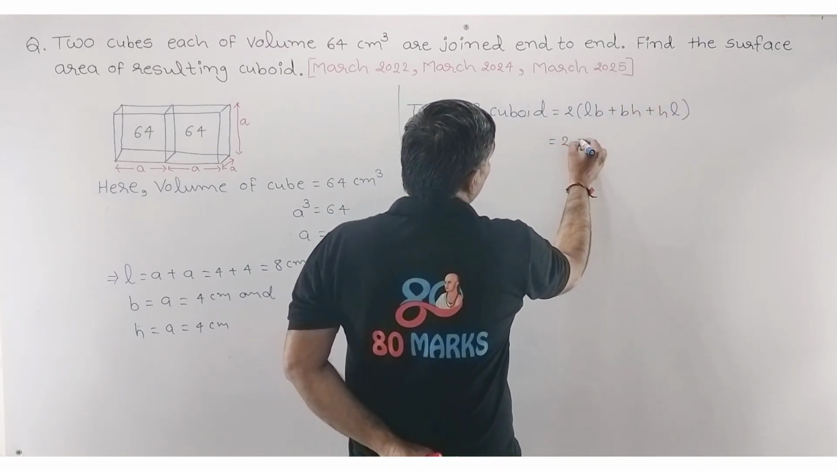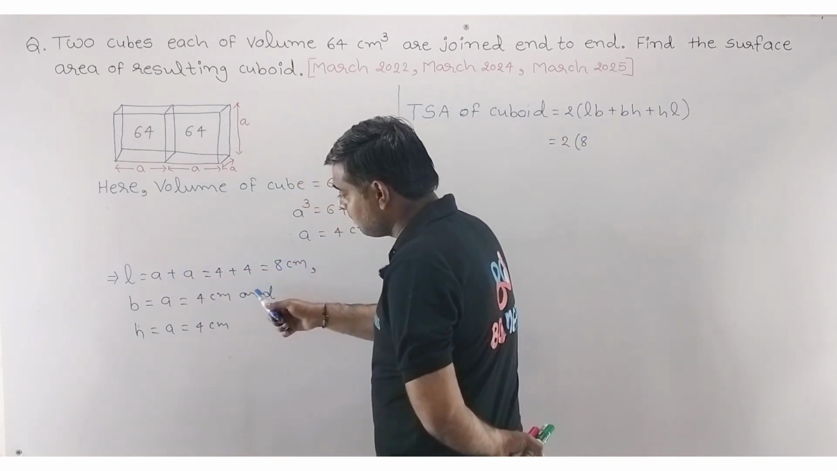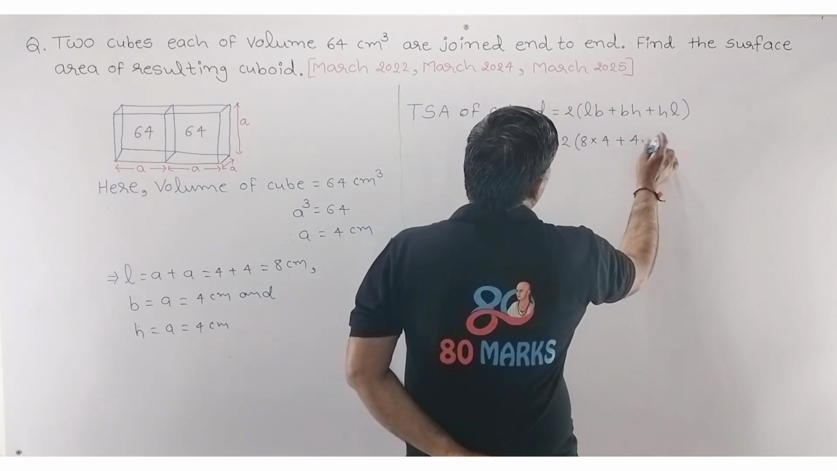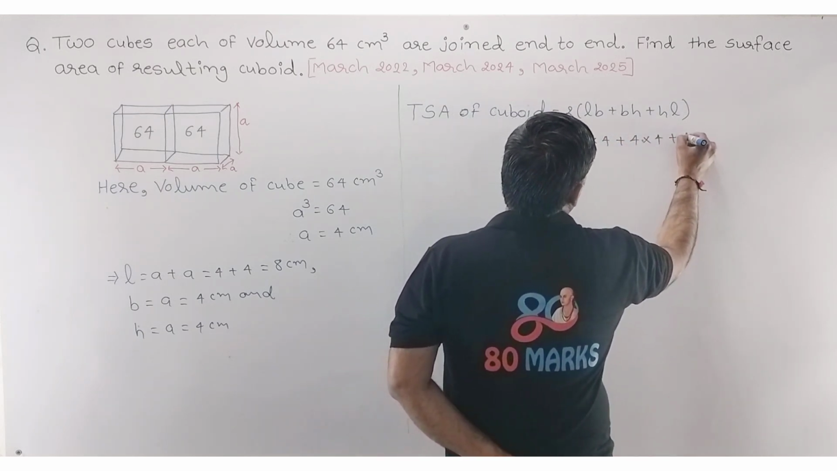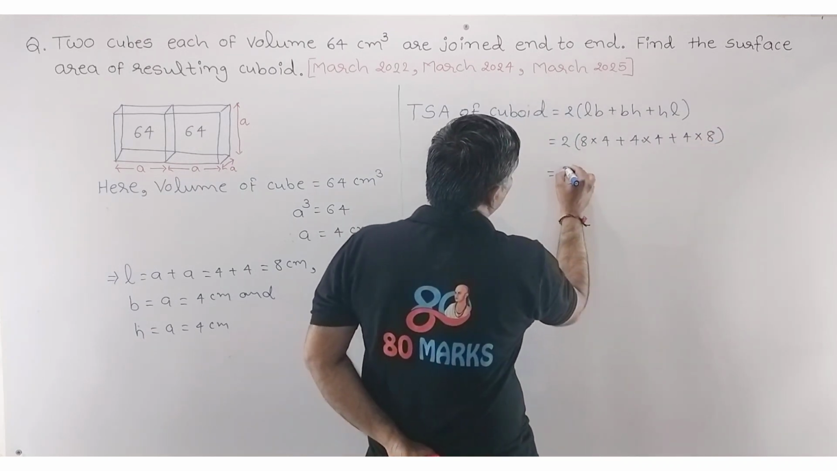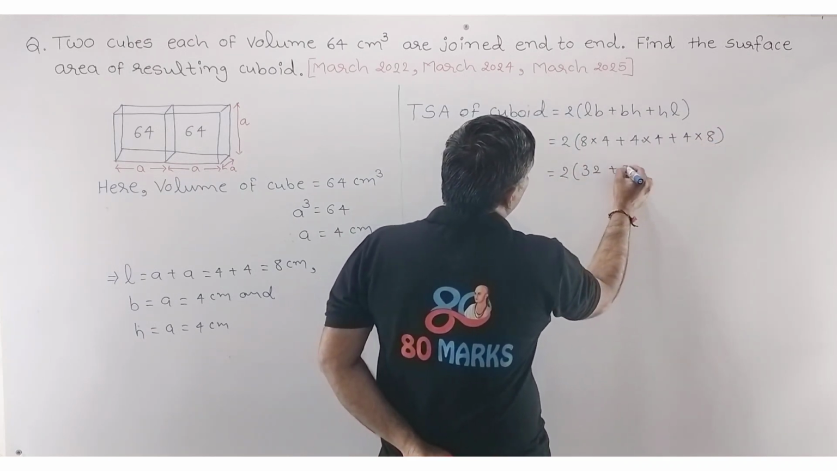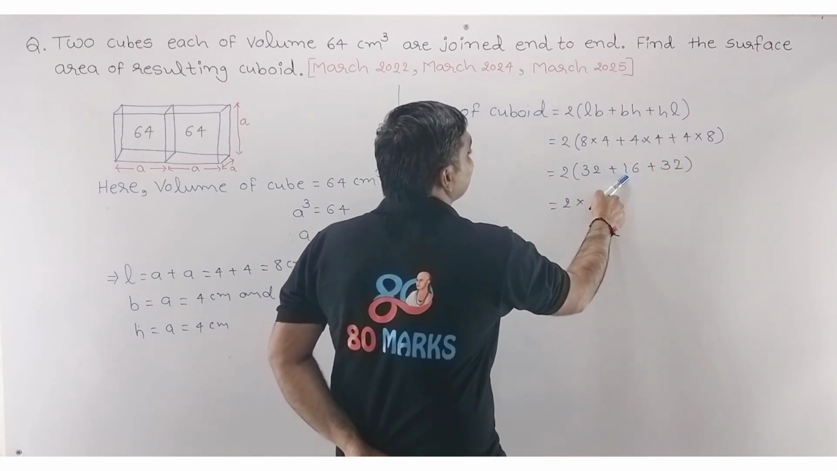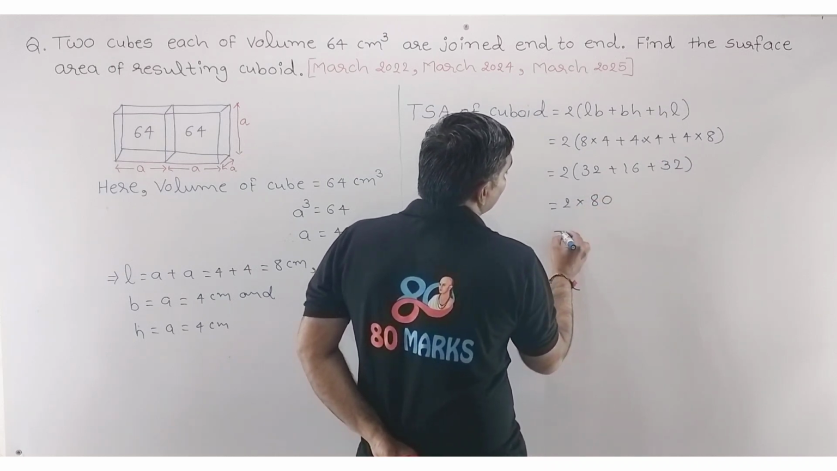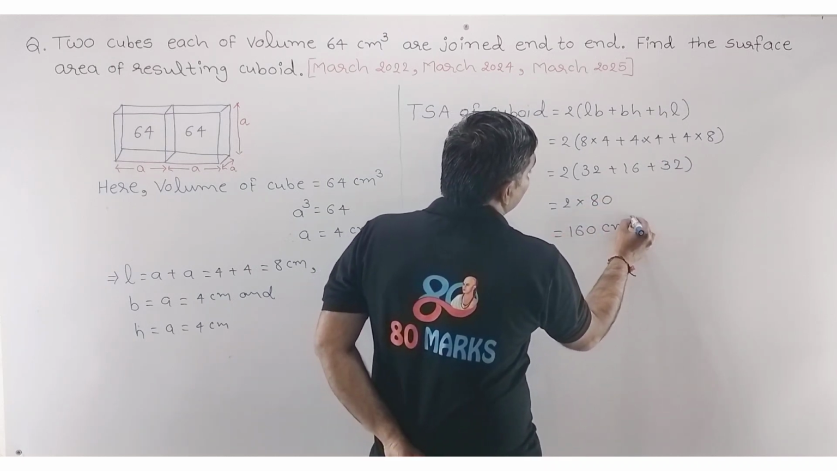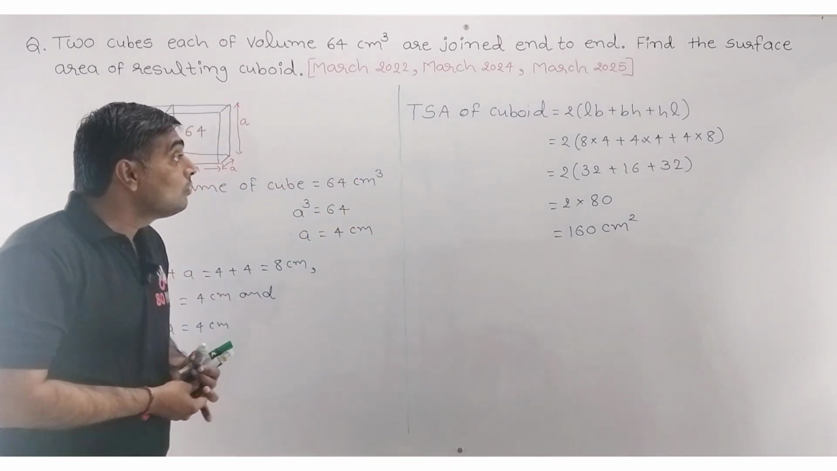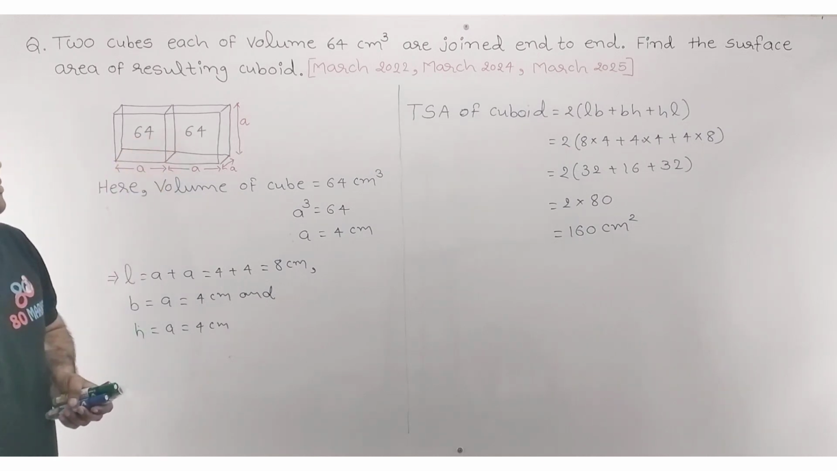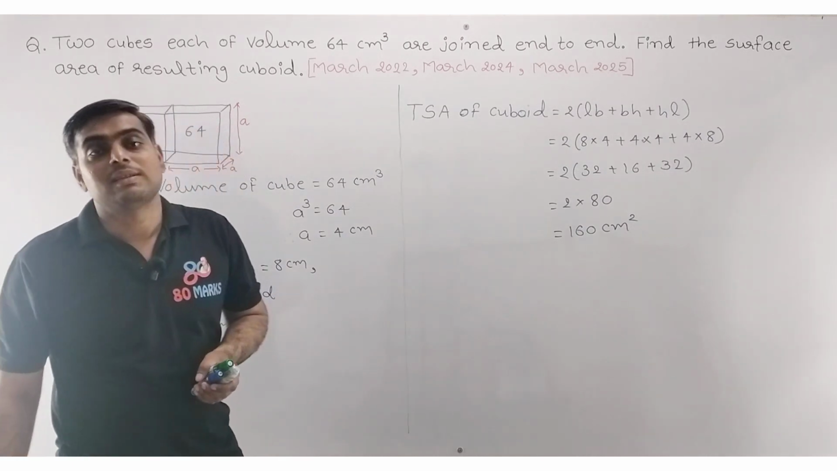Put the values: 2 times, length 8, breadth 4, plus breadth 4 into height 4, plus height 4 into length 8. Here 8 4s are 32, 4 4s are 16, 4 8s are 32. Total 32 plus 16 plus 32 is 80. 2 into 80 is 160 centimeter square. So the total surface area of the cuboid resulting from joining two cubes end to end is 160 centimeter square.